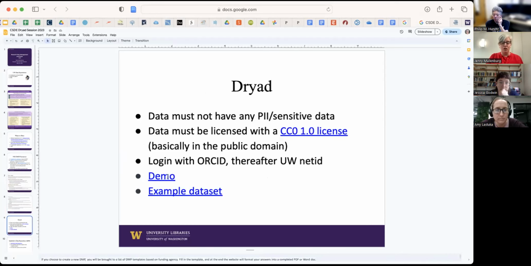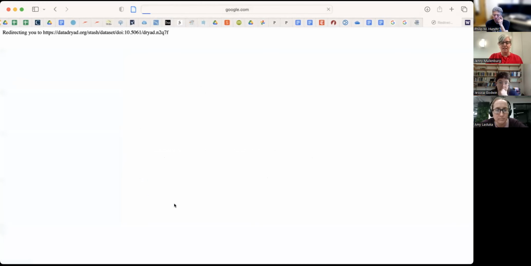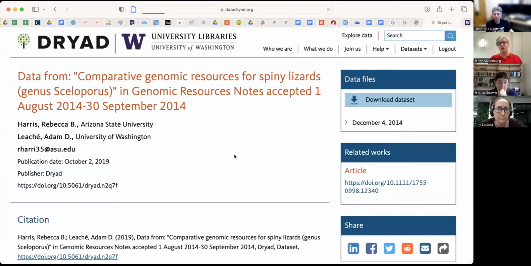Anyway, I wanted to just show you this example data set. I was going to show you how to log in, but I've already logged in with ORCID, so I should have maybe videotaped that the first time. It doesn't work for me anymore. This is the example of just a data set. And so you can see here what it looks like. You've got your multiple contributors on the left there, along with publication information, the DOI, and contact information.